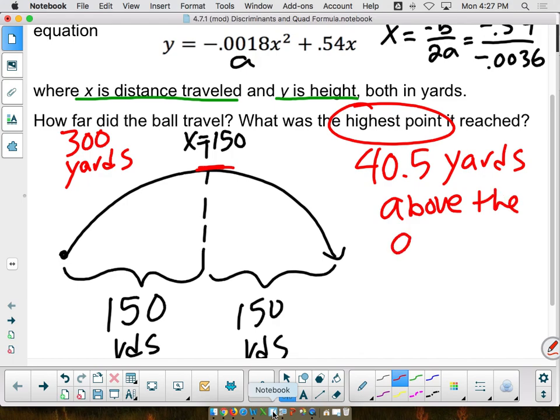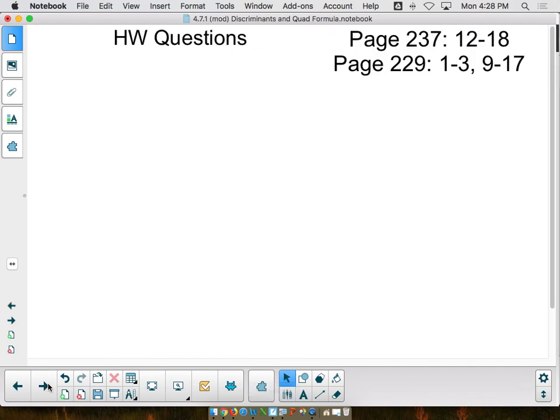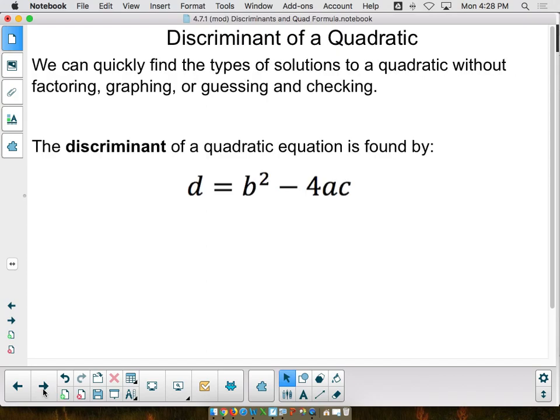This is similar to the bridge problem from the quiz last week. If you think of the ball as being a parabola, we want to start by finding the line of symmetry and then using that information to go from there. So that's just a quick little warm-up. Homework questions we're going to skip because you are doing this on your own.